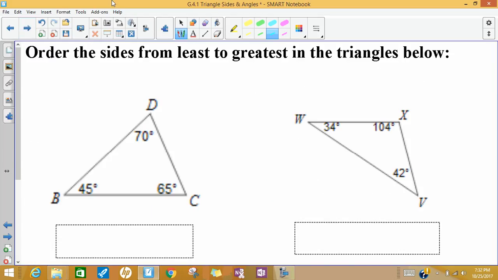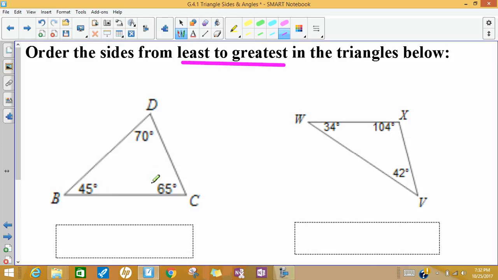So let's do a couple examples. You're going to be asked sometimes to order the side lengths, and it's very important to look at which way I want to order them. So here I'm saying from least to greatest. So that means list the smallest one first.